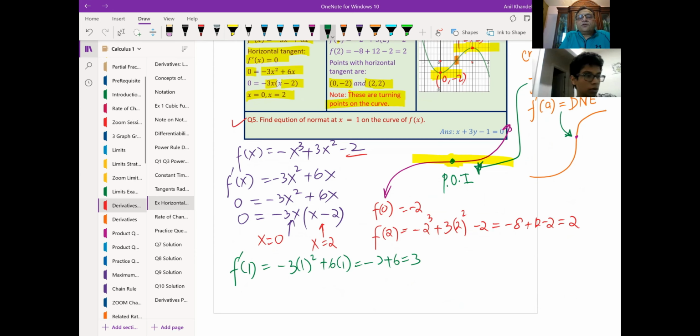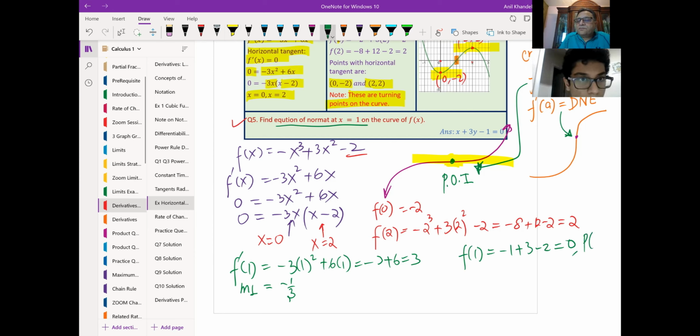But we want the equation of the normal, correct? So for the normal, the slope will be the negative reciprocal, which means minus 1 over 3, right? And now that becomes the slope. And the point is, let us find what is the value at 1. If I substitute 1 here, we get minus 1 plus 3 minus 2, which is 0, right? So the point is (1, 0), right?